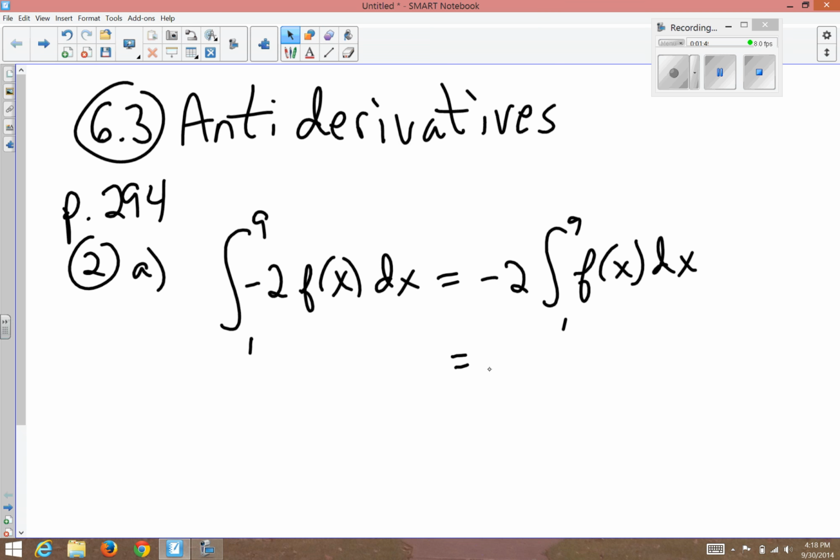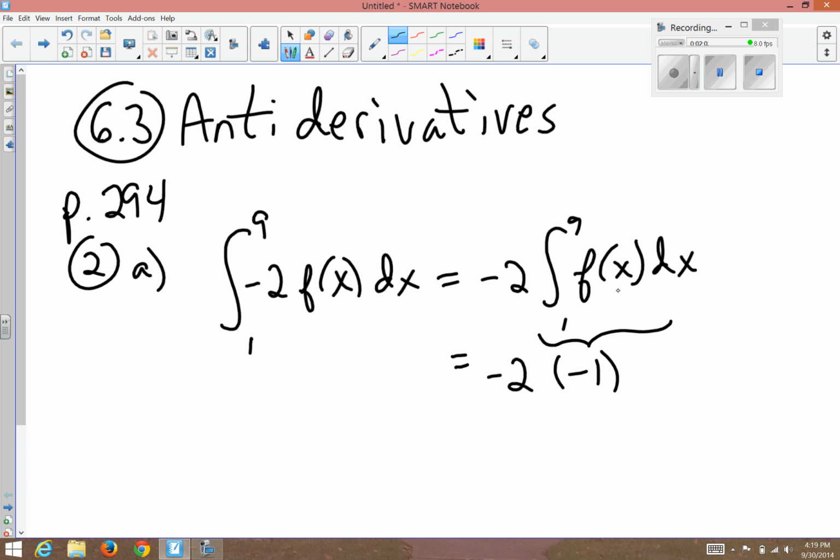Then that -2 just gets brought down, and the integral of f of x dx from 1 to 9 is -1. That's given. Look at the exercise and you'll see that this entire fancy expression is equal to -1. This is multiplication, so the answer to part A is 2.